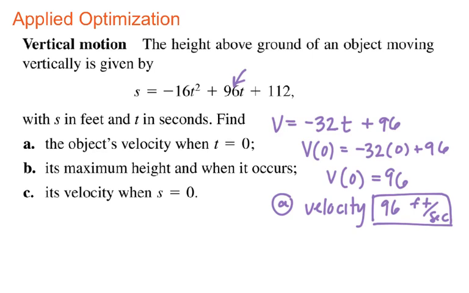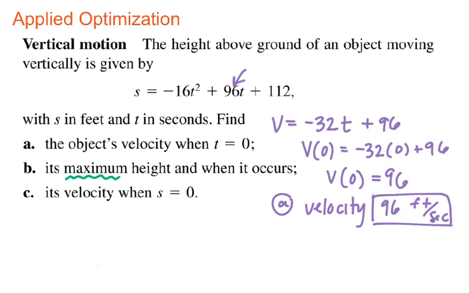Part B says find the maximum height and when it occurs. So maximum, this is our optimization part, and the maximum occurs when the derivative is equal to 0. In this situation, derivative represents velocity. And so if you imagine something traveling up, it has a positive velocity, it reaches its max, there's a brief second where it's not moving, the velocity is 0, and then we start traveling down. We would have a negative velocity.